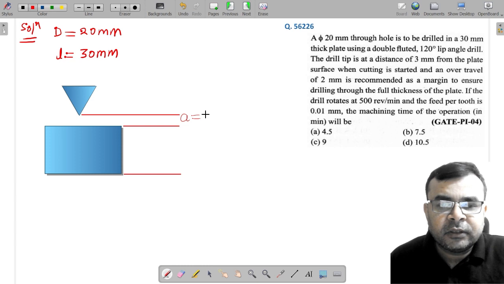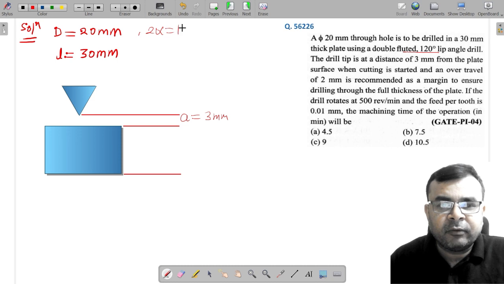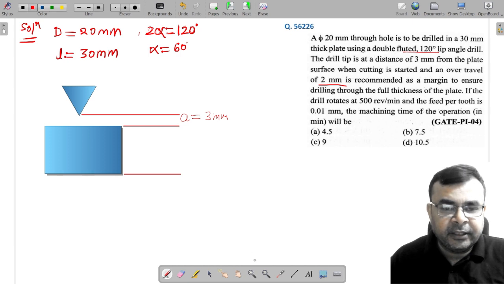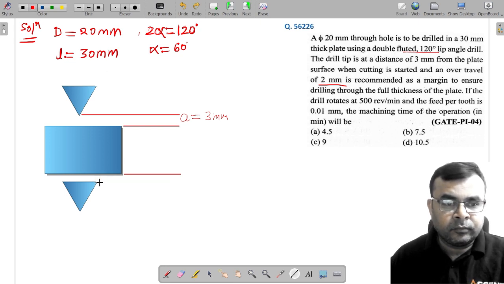So let's suppose this is the approach which is equal to 3 millimeter, which is given in the question. The flute angle, sorry, the point angle, that is 2 alpha, is given here as 120 degree. So from this, can I say alpha is nothing but 60 degree. The tool is removed from the plate surface when the cutting is started, and an over travel of 2 millimeter is recommended. Means your tool can move from here to here, 2 millimeter, and this length is also required.